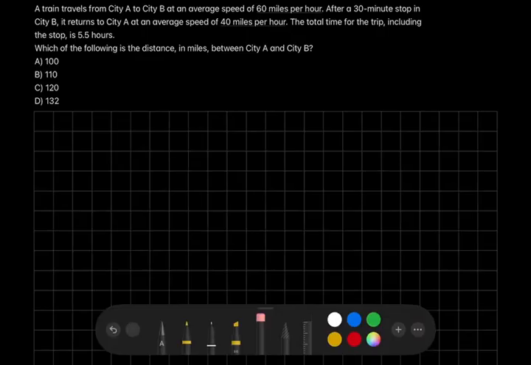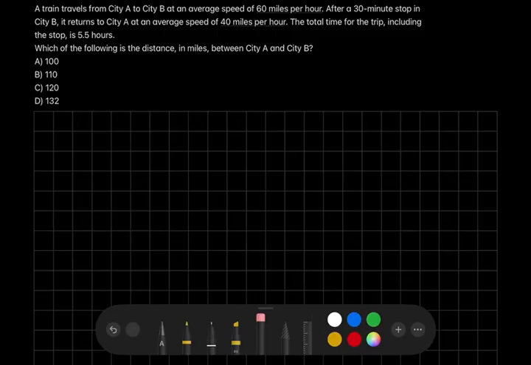A train travels from city A to city B at an average speed of 60 miles per hour. After a 30-minute stop in city B, it returns to city A at an average speed of 40 miles per hour. The total time for the trip, including the stop, is 5.5 hours. Which of the following is the distance in miles between city A and city B?